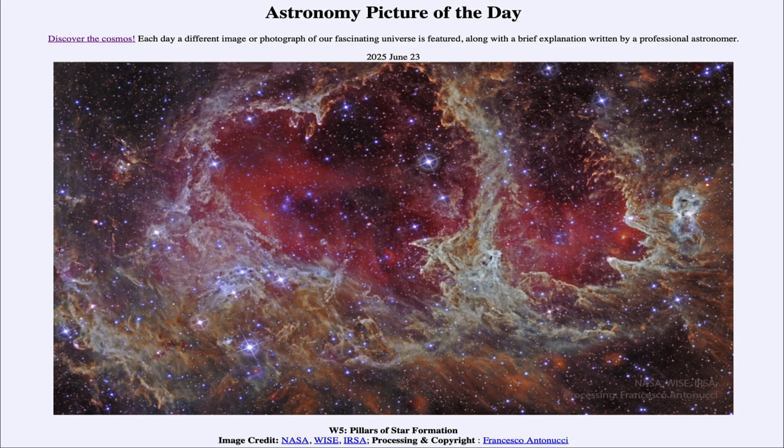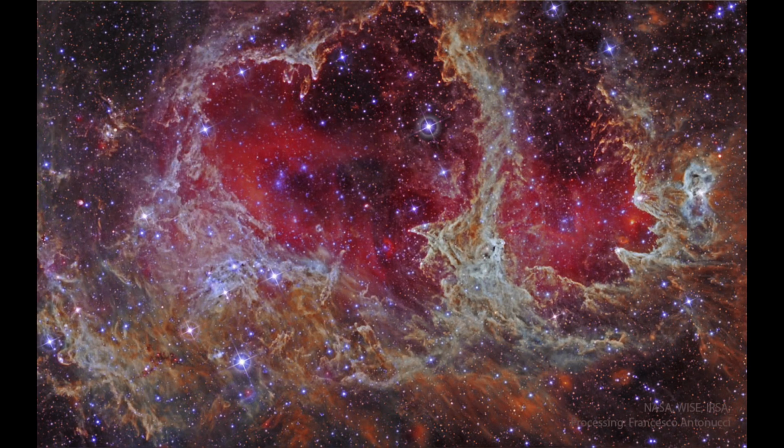Today's picture for June 23rd of 2025 is titled W5, Pillars of Star Formation. So what do we see here? Well, this is a star-forming region known as W5, and this is imaged here in the infrared. Now, often star-forming regions are viewed in the infrared. Why? Well, that allows us to see through the dust.